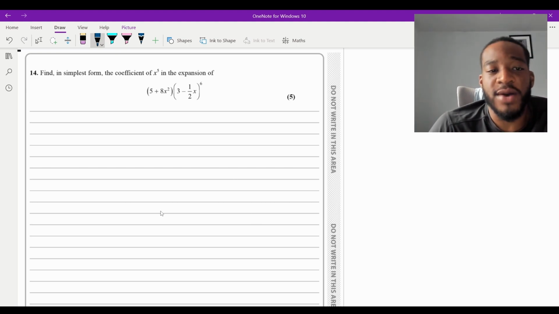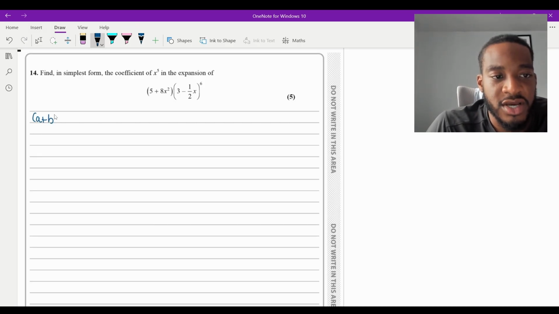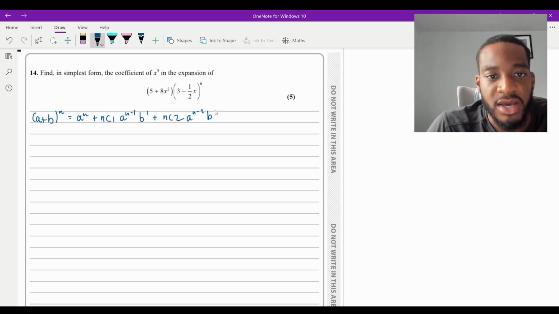So you want to remind yourself of the formula, which is (a + b) to the power of n, and this is equal to a to the n plus n choose 1, and then you drop the power of a by 1, n minus 1, and then the b appears, b to the 1, plus n choose 2, and then you just decrease the power of a by 1 like that, and then you're going to increase the power of b by 1 as well, and then all the way up until the a term disappears and you're left with b to the n. So this is your formula here.